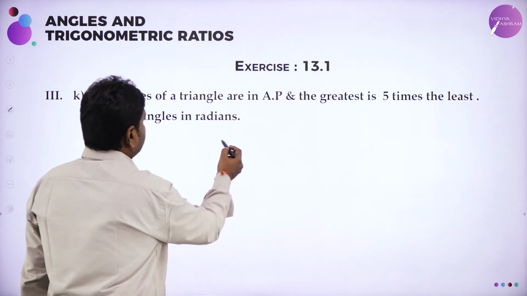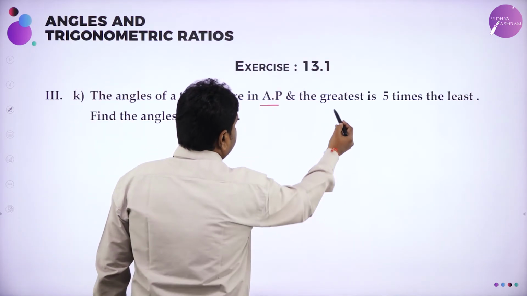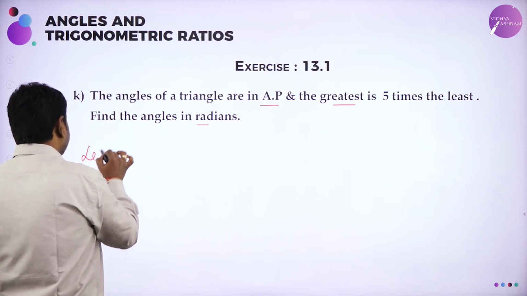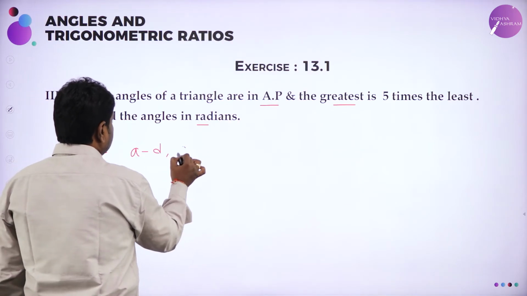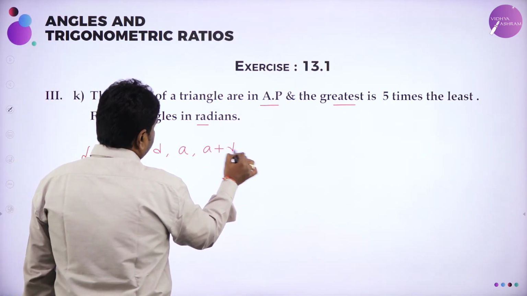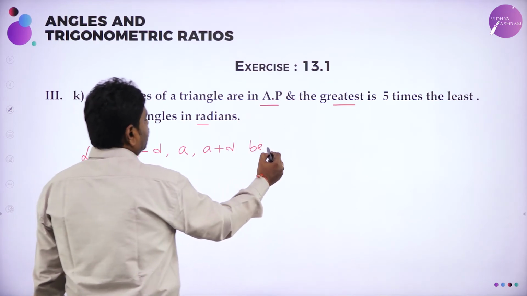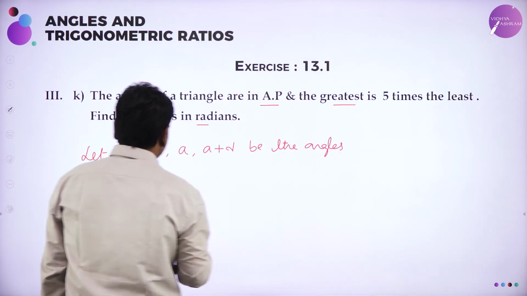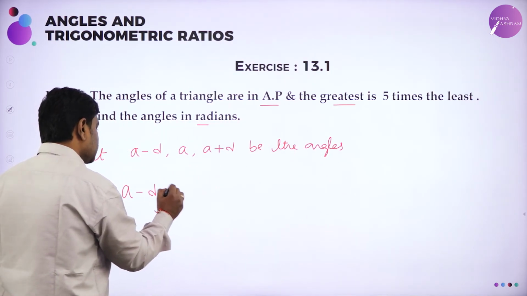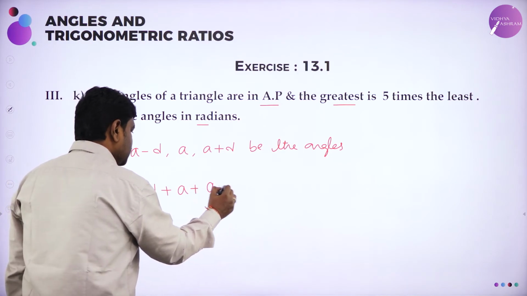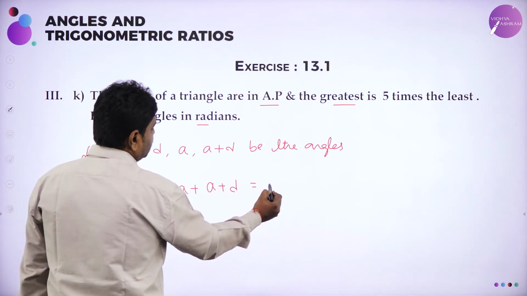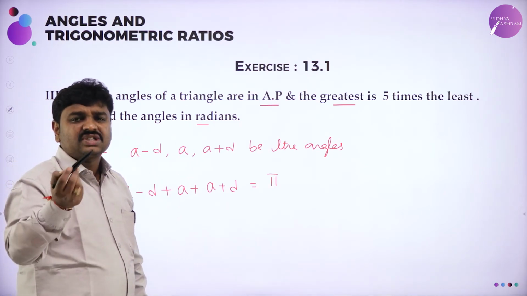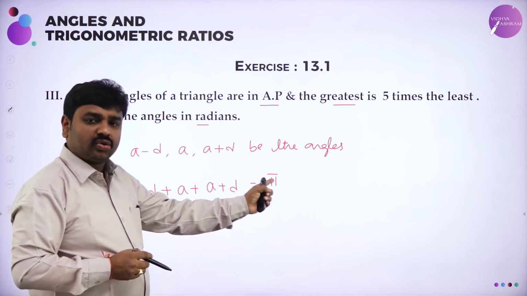Now the angles of a triangle are in AP, the greatest is 5 times the least. Find the angles in radians. So let A minus D, A, A plus D be the angles. Now directly we will find in radians. We know that the sum of the angles in a triangle is 180 degrees. Since they want radians, I will take pi. 180 degrees is pi. Sum of the angles in a triangle is equal to pi radians.